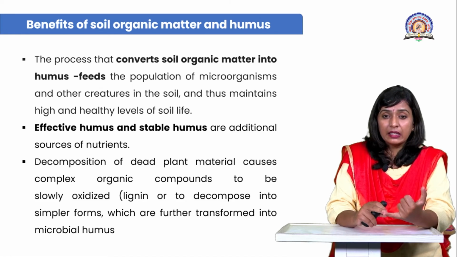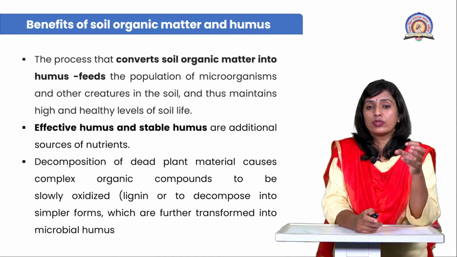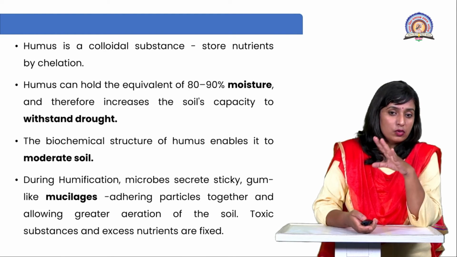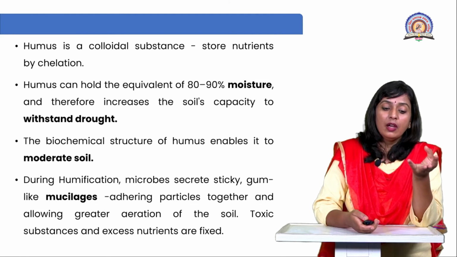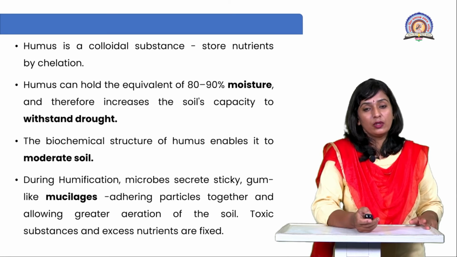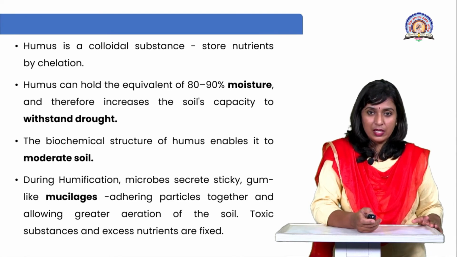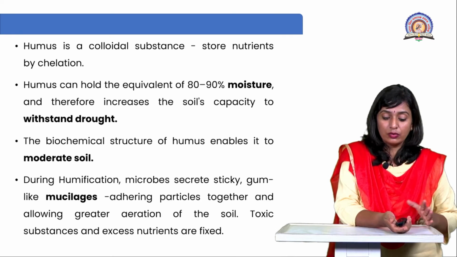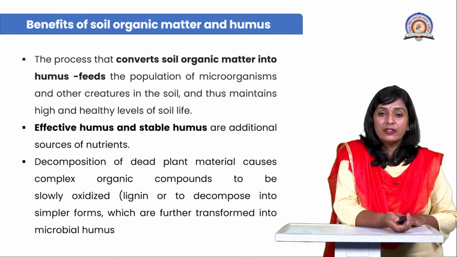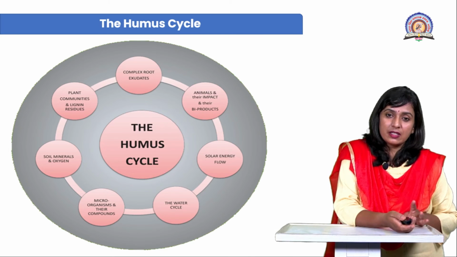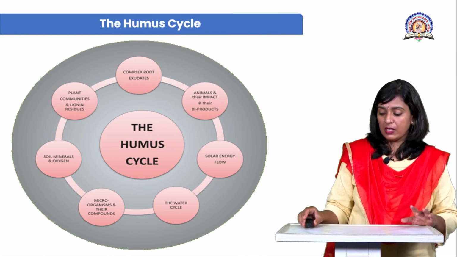Even some kind of materials like lignin, which are not getting readily digested or decomposed, they form the humus further. As well as the humus has a capacity to store the nutrient by the process of chelation. It gives moisture to the soil as well as helps to withstand the drought condition. Even the humus acts as a moderator for the soil to avoid changing pH, stabilize the soil. Even it also helps to improve the aeration in the soil. So these are the basic benefits of the humus, right? And dear students, we will study this humus cycle in brief once again.